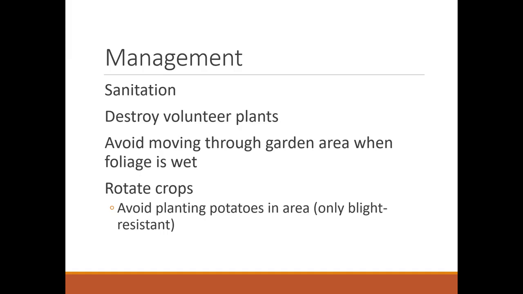Management includes sanitation, destroying volunteer plants. If you've grown tomatoes in your garden, you know that quite often you'll see some seedlings come up in the spring. You might want to remove those. Avoid moving through the garden area when the foliage is wet, because you can be a vector for this. And then avoid planting anything in the solanaceous family, potatoes included, unless it's blight resistant.